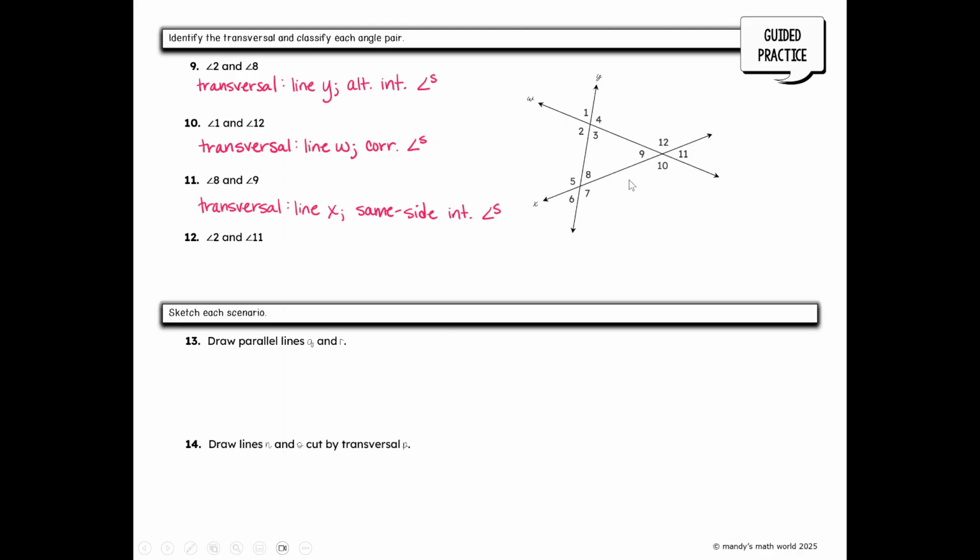Angle 2 and angle 11. Here's angle 2, and here's angle 11. They're both along this line right here. That makes my transversal what? Line W. Okay, which means line Y and line X are the other two lines, right? Angle 2 is on the outside of line Y. Angle 11 is on the outside of line X. They're on opposite sides of this transversal. So my transversal is line W, and those are alternate exterior angles.